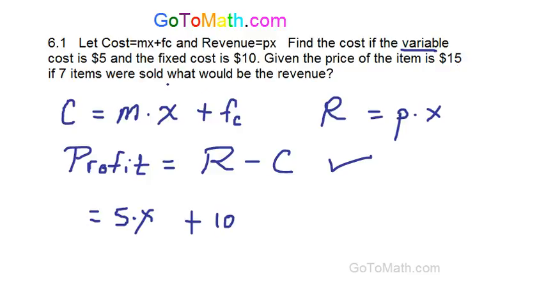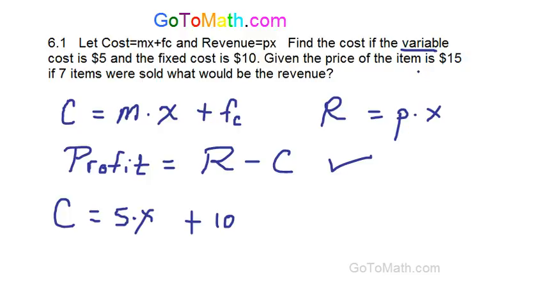Find the cost if the variable cost is $5 and the fixed cost is $10. Well, anyway, we got our cost equation right here. I do know that. Let's go ahead and see what's going on here.